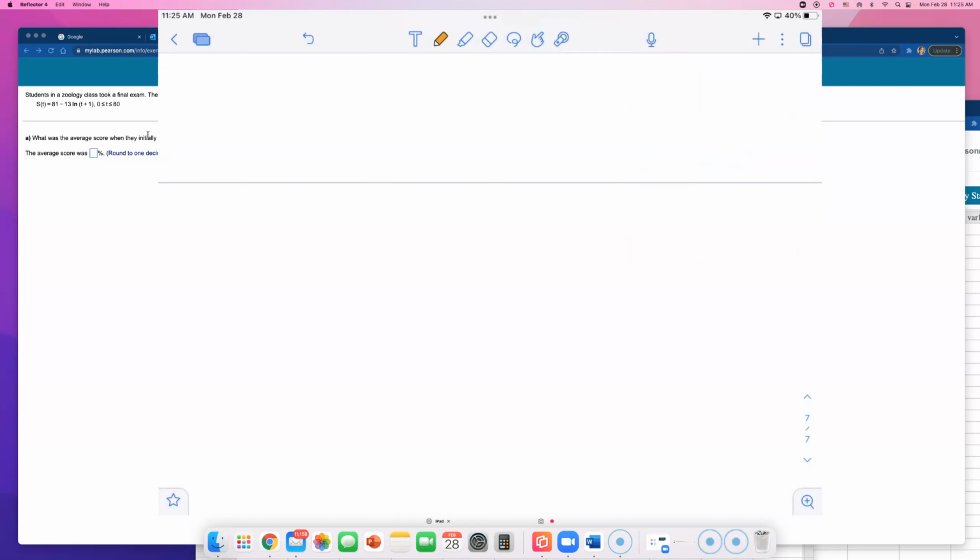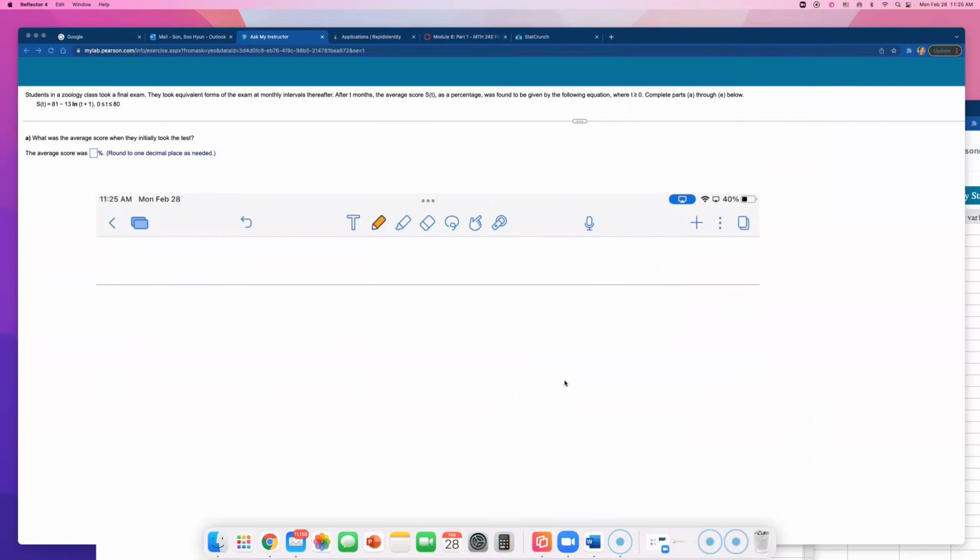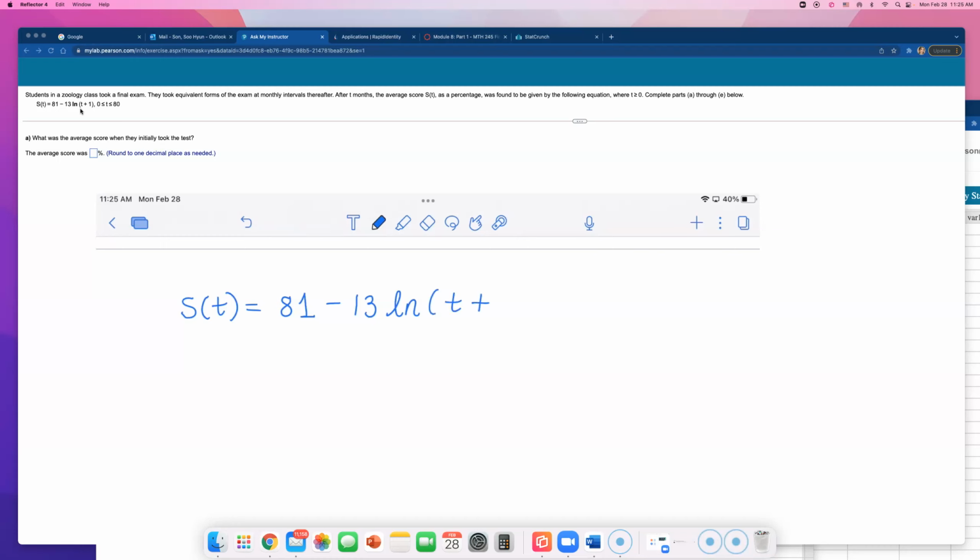Okay. All right, hold on. So what do they want? After T months, the average score S of T as a percentage was found to be given by the following function, where T is greater than or equal to 0. Complete parts A through E below. So here, let me go ahead and copy this equation down. This may be different from your exact one, but this is one equation one of my students emailed me. So 81 minus 13 times natural log, and that's not IN, that's LN, okay? So when you guys are typing that into MyLab, okay.